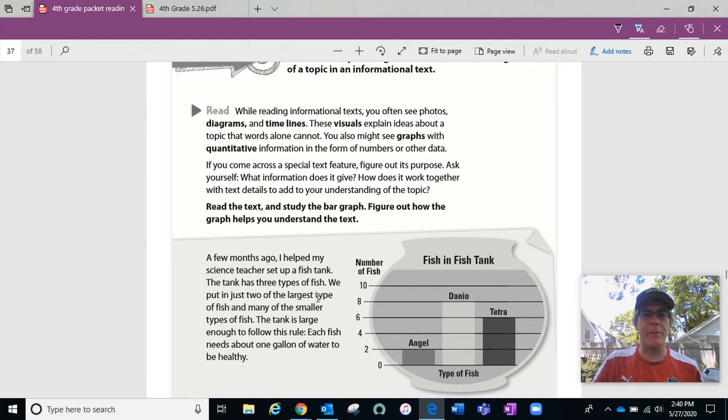In this example, a few years ago, I helped my science teacher set up a fish tank. The tank had 3 types of fish. We put in just 2 of the largest type of fish. So that's information that might be important. Just 2 of the largest types of fish and many of the smaller types of fish.